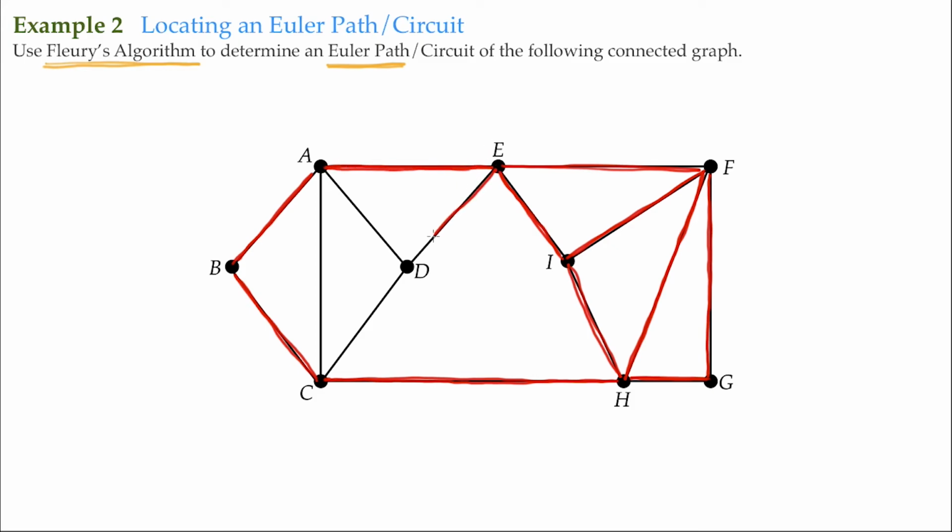Now I have no choice but to go down to D here. 12, 13, 14, and finally ending up at the other odd vertex, and 15. So we have 15 edges, starting here, following our path, and we end up at D. And there we go.